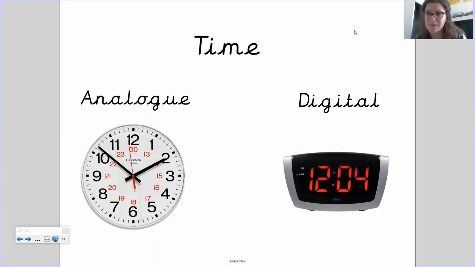Digital refers to clocks with numbers. Okay, so there are no hands that spin around. The clock tells you how many hours and how many minutes just by writing the numbers.